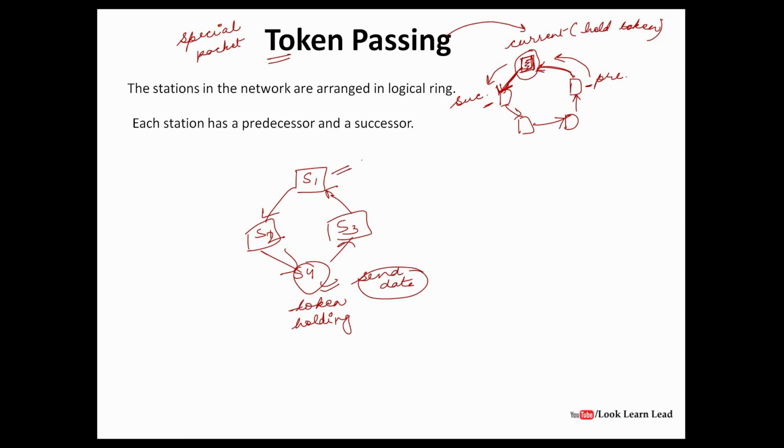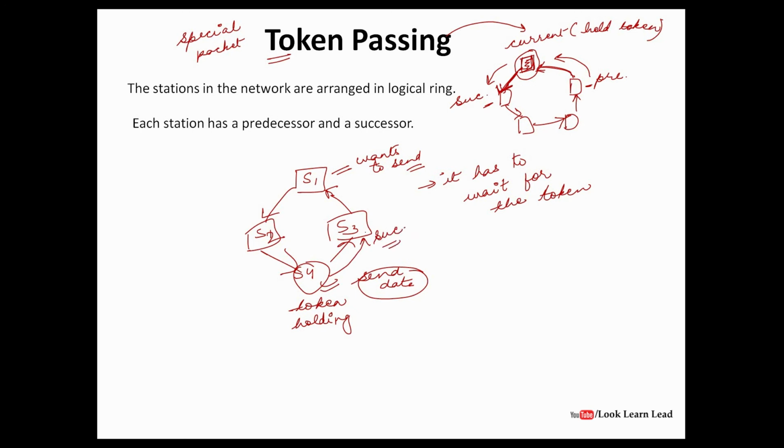Now, if S1 wants to send, then what? It has to wait for the token. Then only it can send. Without the token, it cannot send data. Now what would happen? S4, after sending its data, would pass on the token to its successor.